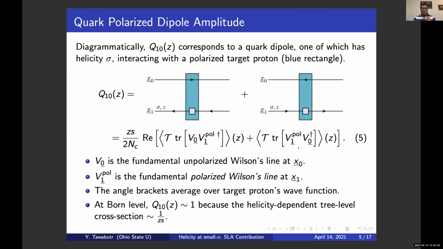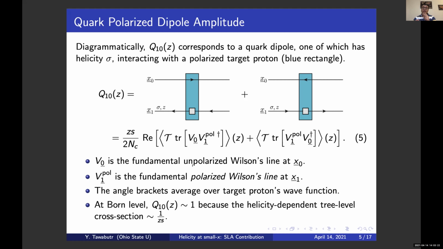Here, V1 polarized is not just the normal Wilson line. It is what we call the polarized Wilson line, which has a different operator expression. And another difference is the scaling.